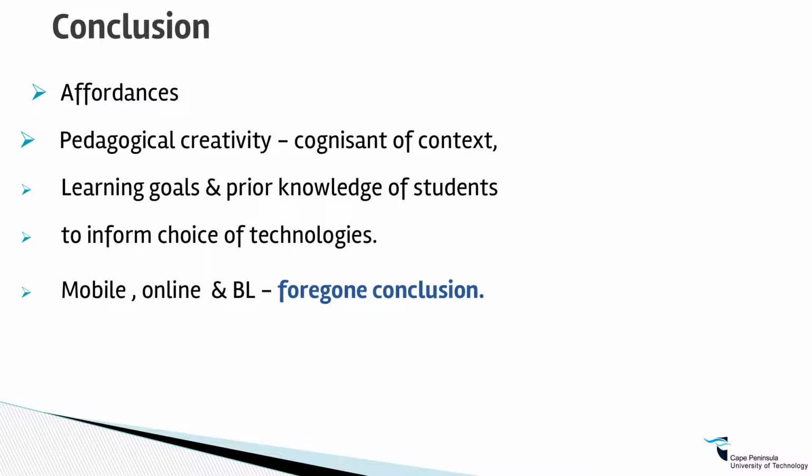While we are busy trying to be innovative in our pedagogical practices, it is also important that we must be cognizant of the context and try to be clear in our instructional activities so that we don't lose our students. Then learning goals and prior learning of students is very important to inform choices of technology. So currently it seems as if mobile and online and blended learning is more like a foregone conclusion.